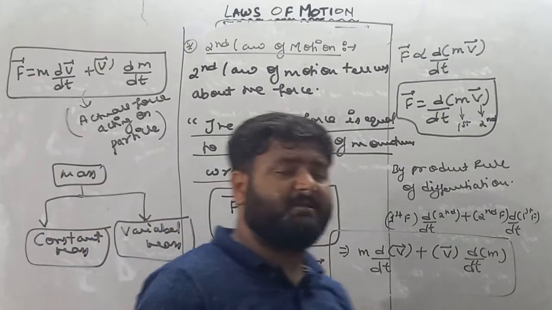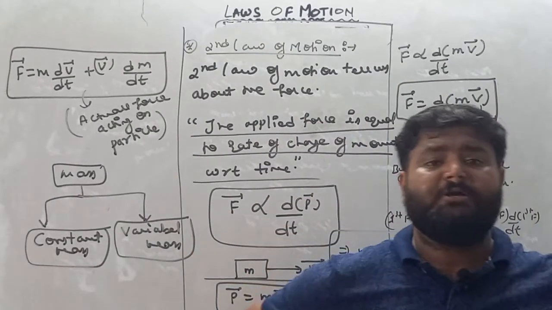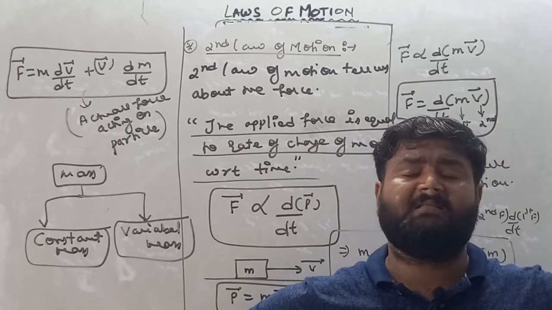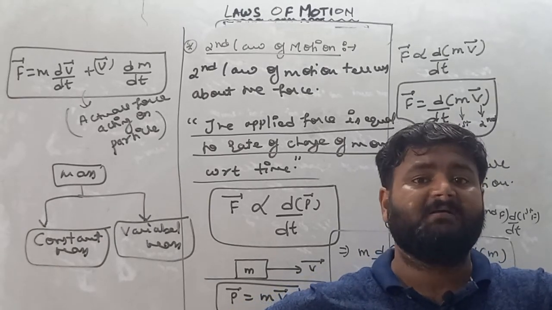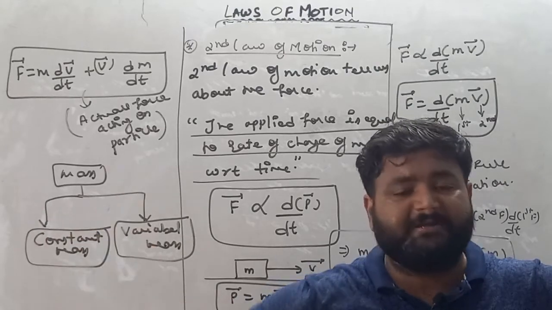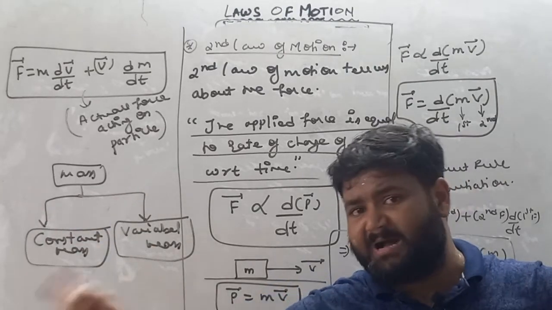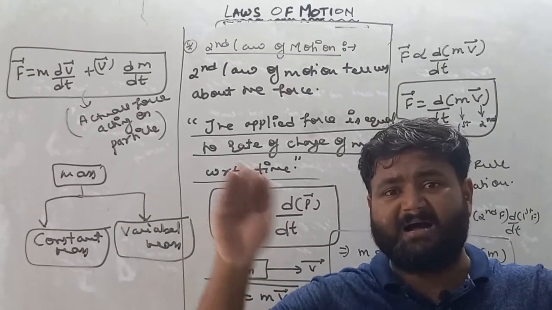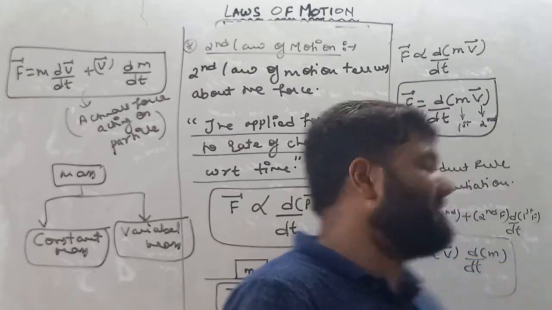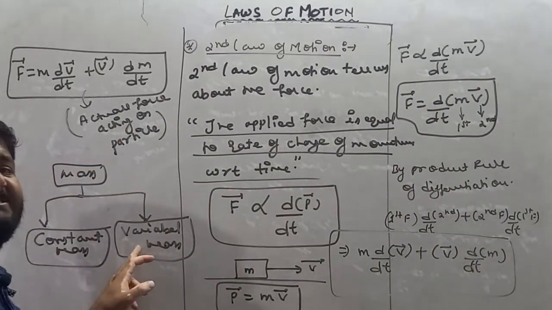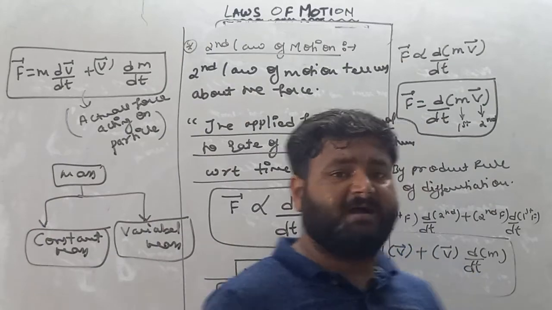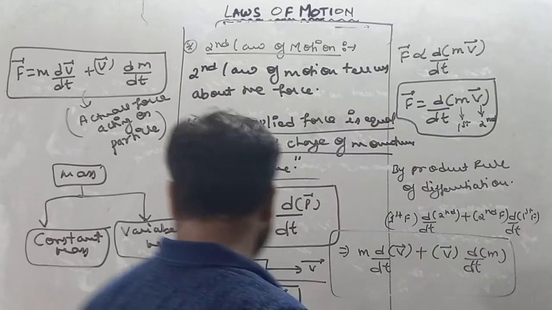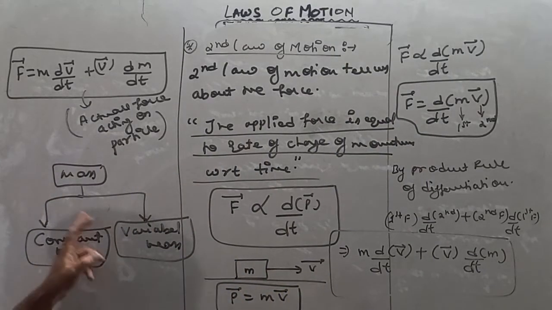Variable mass means the mass which is changing. Like, let's suppose you fill petrol in your bike, and the volume of petrol is 10 liters. When the petrol is full in your bike tank, that is one mass, and after driving 100 kilometers the fuel burns, so the mass changes. That type of mass is called variable mass. The mass which changes with respect to time is called variable mass, and the mass which cannot change with time is called constant mass. In our syllabus, my dear student, we always deal with constant mass.